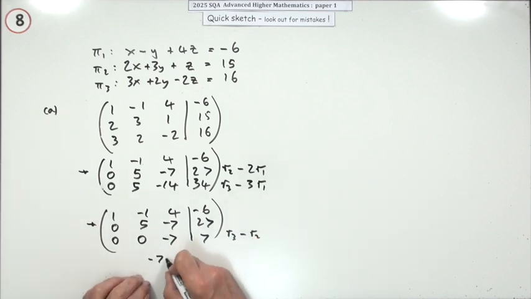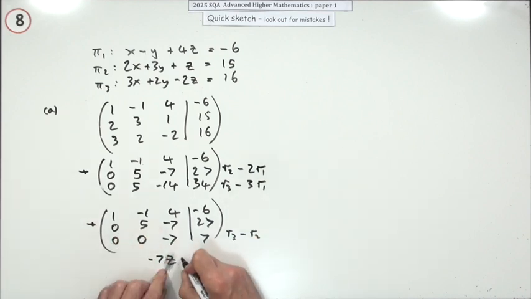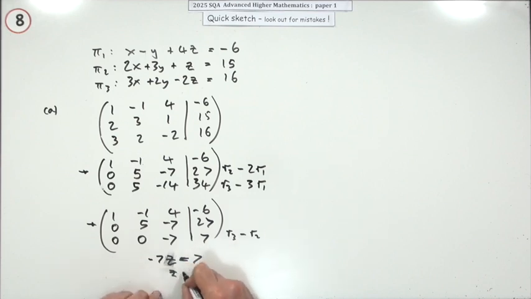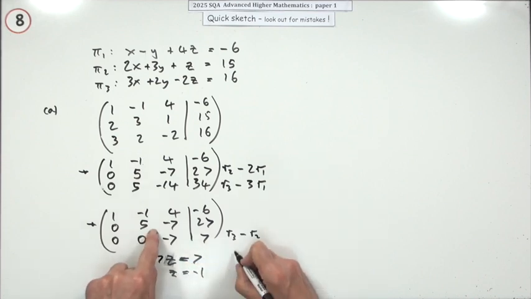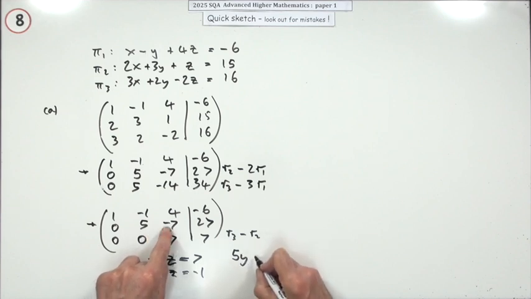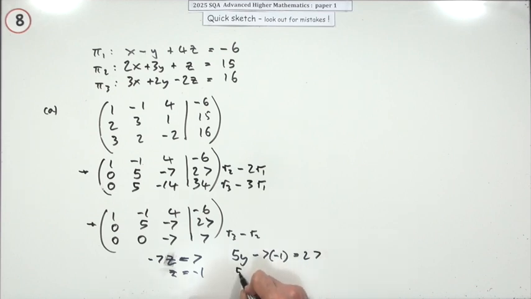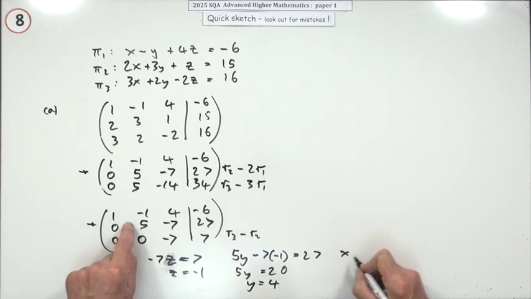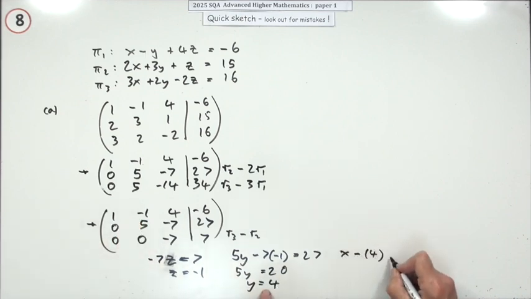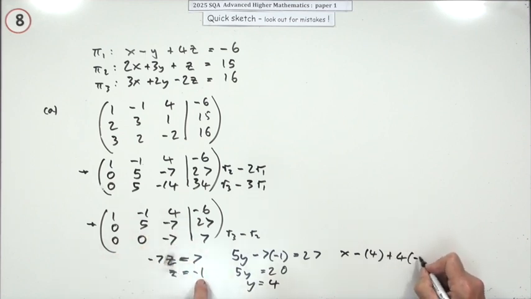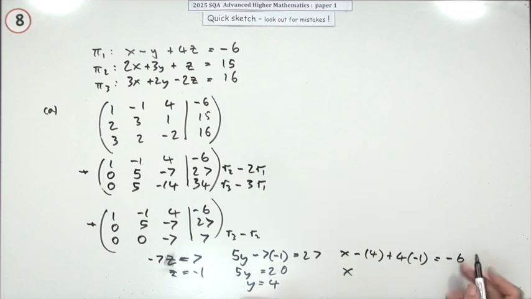So the first equation, negative 7, z equals 7, so z equals negative 1. Step up to this. 5 times y, minus 7 times, but I know that's negative 1, should equal 27. So 5 times y, now that's a 7, take it across, leaves a 20, divided by the 5 is a 4, and then finally up to the top, x take away, now the y was a 4, plus 4 times, now the z was a minus 1, should equal negative 6. So you've got minus 4 is minus 8. You bring that across and you get a 2.